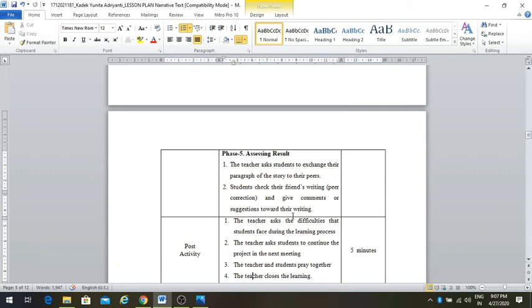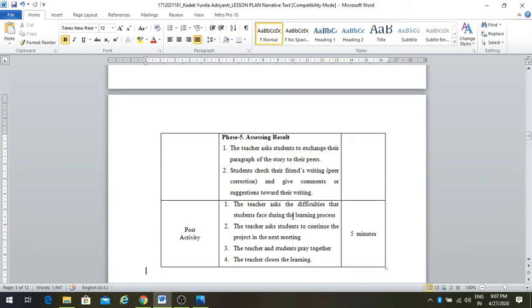So move to the post activity. The teacher asks the difficulties that students face during the learning process, during the progress of their project. And then the teacher asks students to continue the project in the next meeting, and the teacher and students pray together, and after that the teacher closes the learning.